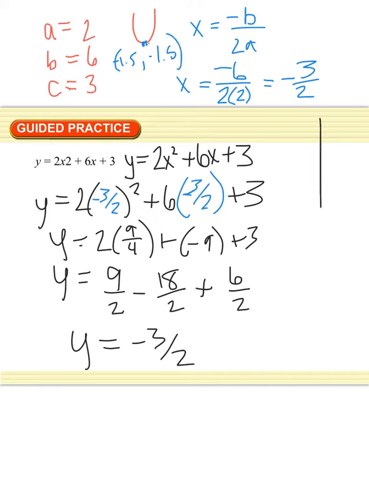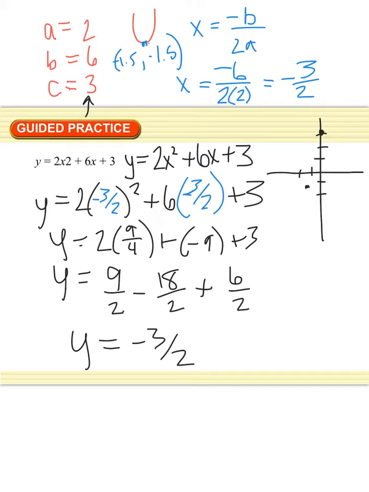So now I need to plot this point. So I'm going to go left 1/2 and down 1/2 and plot my vertex. And remember, it opens up, so we need to decide another point. Let's look at our C value. What does our C value mean? Well, 3 is the point where it's going to cross our y-axis. So I'm going to go up 3 and plot my other point.